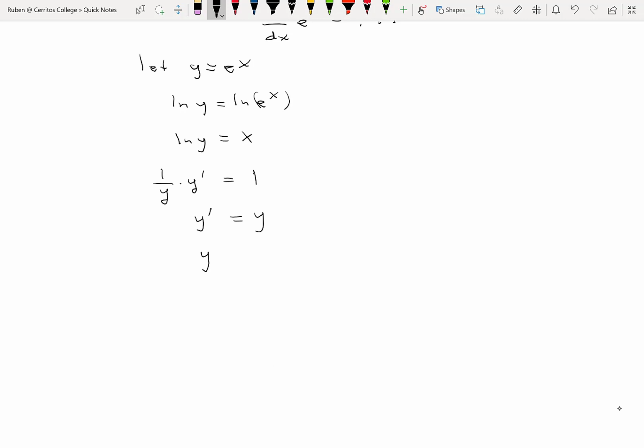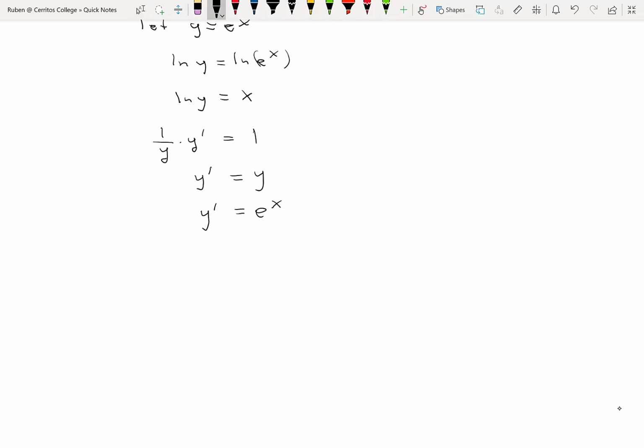So y prime, but what was y equal to? Y is equal to the original function, e to the x. So the bottom line is, I'm going to write it big, the derivative with respect to x of e to the x is e to the x again. That's amazing. It's the only function that behaves that way.